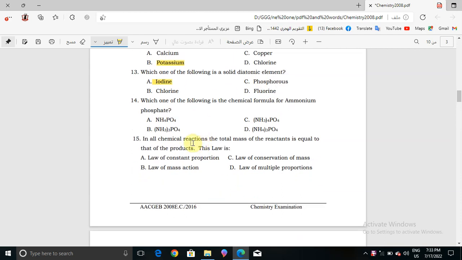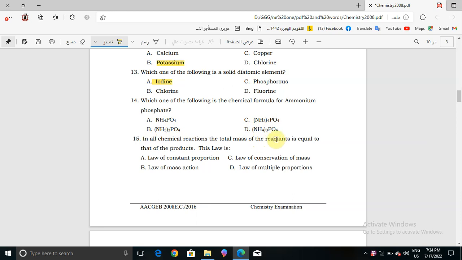Okay, now question number 12. Which one of the following is the chemical formula for ammonium phosphate? What is the chemical formula for ammonium phosphate? It will be NH4PO4, or NH3PO4, or NH3,4PO4, or NH4,3PO4.